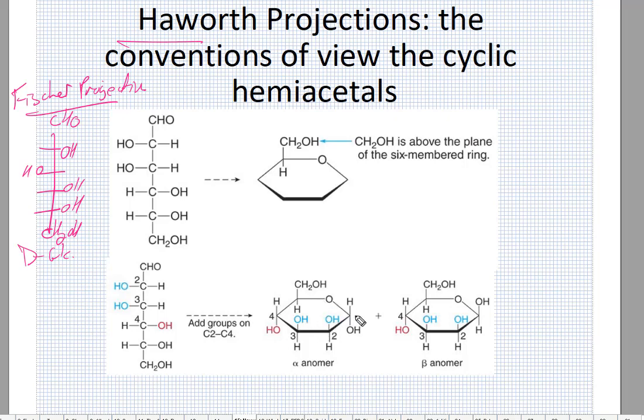What I want you to be able to pick out is carbons 1 through 6. So 1, 2, 3, 4, 5, 6. Carbon 1 here, this is the anomeric carbon, or the hemiacetal carbon. So the anomeric or hemiacetal carbon is this carbon number 1 here.